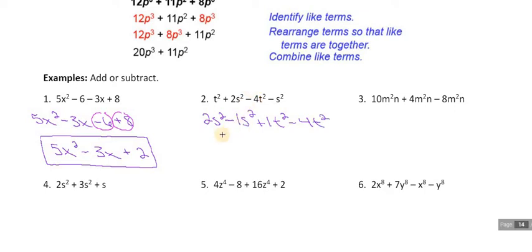Okay, so our like terms are next door neighbors with each other. So we can now put together the 2s squared minus 1s squared. That gives us just 1s squared, or just s squared. Probably don't really need boxes and circles when they're right next to each other, but let's use squiggles instead. It's less confusing. So we've got 2s squared minus 1s squared gives us 1s squared. And then we have a positive 1t squared minus 4t squared, which gives us minus 3t squared.